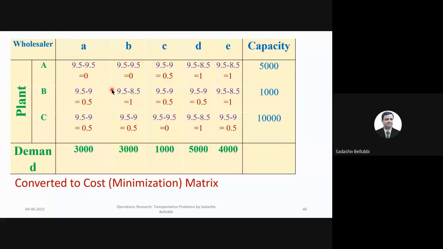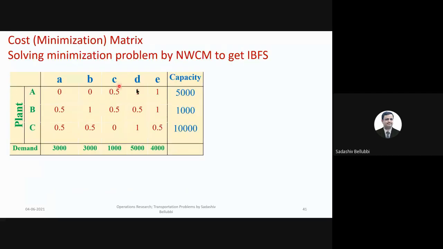Now if you take only those brown numbers, it will be a cost matrix. This is the cost matrix. It is the same as the problems we solved in the previous classes, where they give the cost matrix and the supplies and demand. So this was the problem. Whatever we did till now is the conversion for the maximization problem.